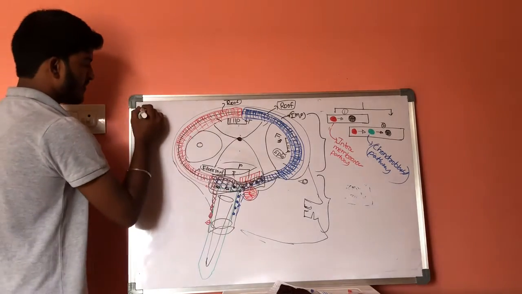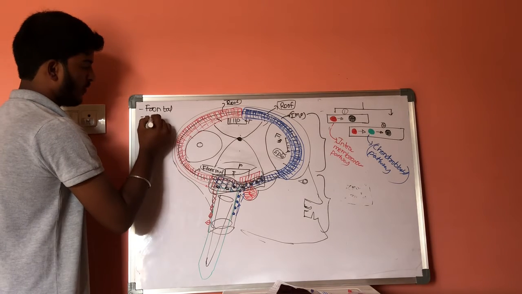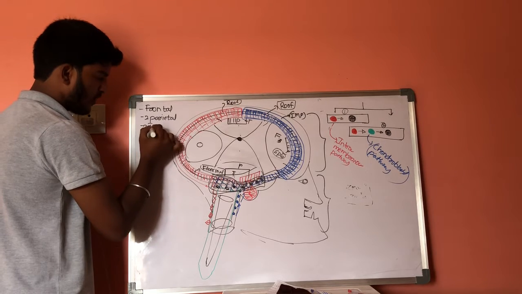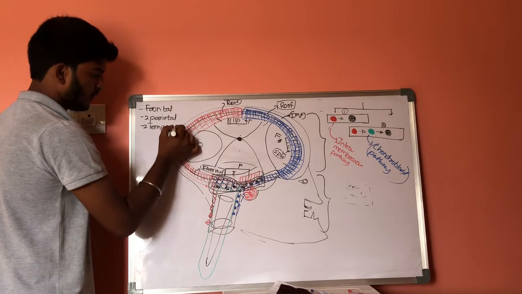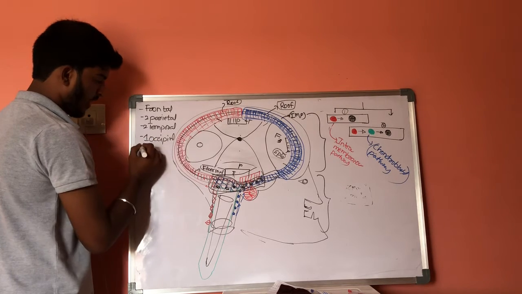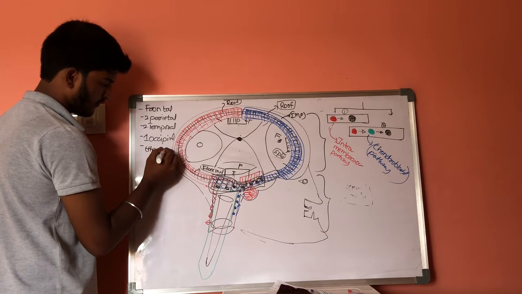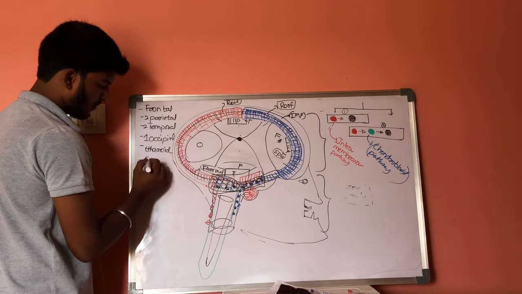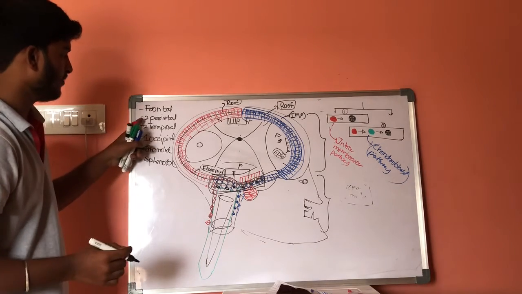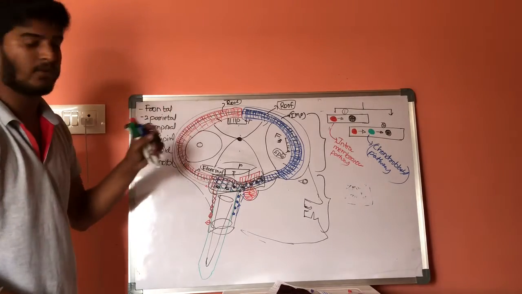Totally it consists of 8 bones, that is the frontal bone, 2 parietal bones, 2 temporal bones, 1 occipital bone, 1 ethmoid bone and 1 sphenoid bone. 1, 2, 3, 4, 5, 6, 7, 8. These 8 types of bones are called cranial bones.